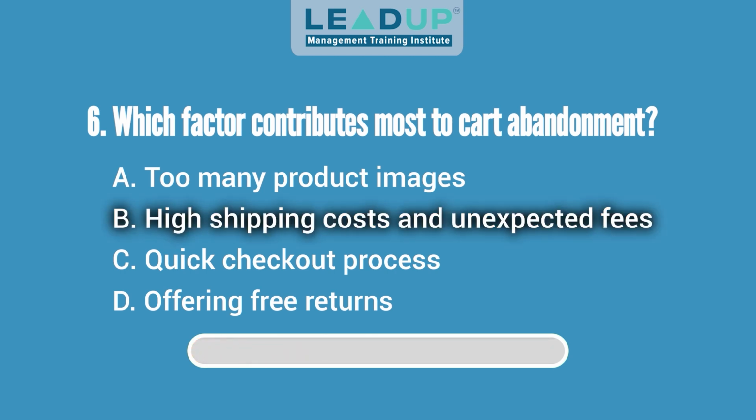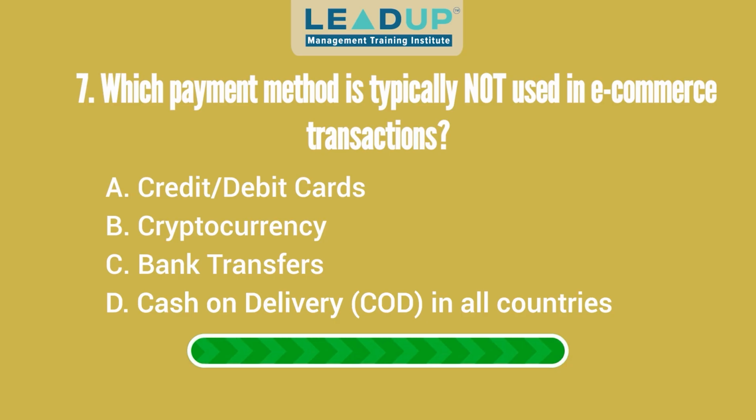Answer: high shipping costs and unexpected fees. Question 7. Which payment method is typically not used in e-commerce transactions? A. Credit, debit cards. B. Cryptocurrency. C. Bank transfers. And D. Cash on delivery, COD, in all countries.